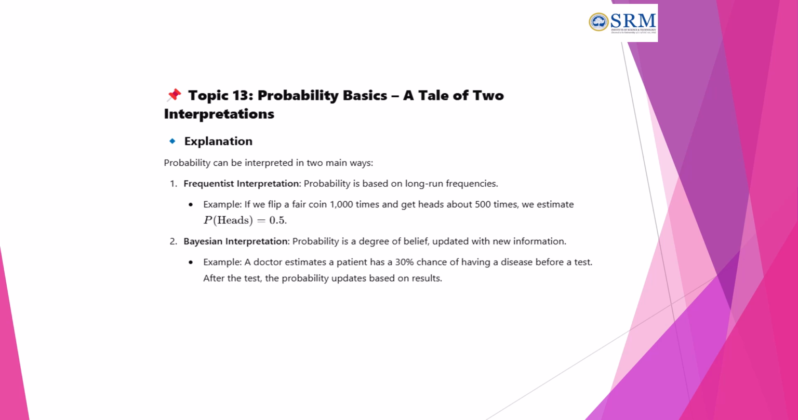Bayesian interpretation treats probability as a degree of belief that can be updated with new evidence. For instance, a doctor might initially believe there is a 30% chance a patient has a certain disease, which is the prior probability. After receiving the results, the doctor updates this belief using Bayes' theorem, which combines the prior knowledge with new data to form a revised posterior probability. Both interpretations are widely used, and choosing between them depends on the context and the kind of information available.